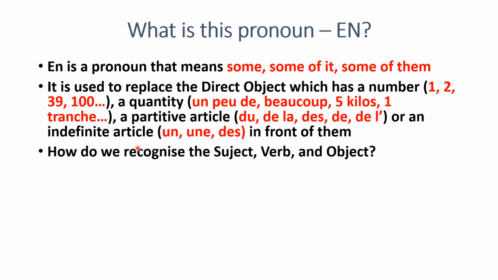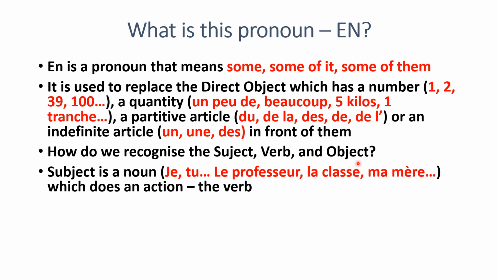All right? Now, I've realized today that many of you still have a problem recognizing a subject, verb, and object. This is the fundamental structure of a sentence in French. Subject followed by verb followed by object. So the subject is a noun. A noun is a person or a thing. It can also be a pronoun like je and tu. It can be a person like le professeur, a common noun, a class, ma mère. It can be a proper noun also like Ramya or Juliet or Ramasamy. So this noun does an action and the action is your verb.